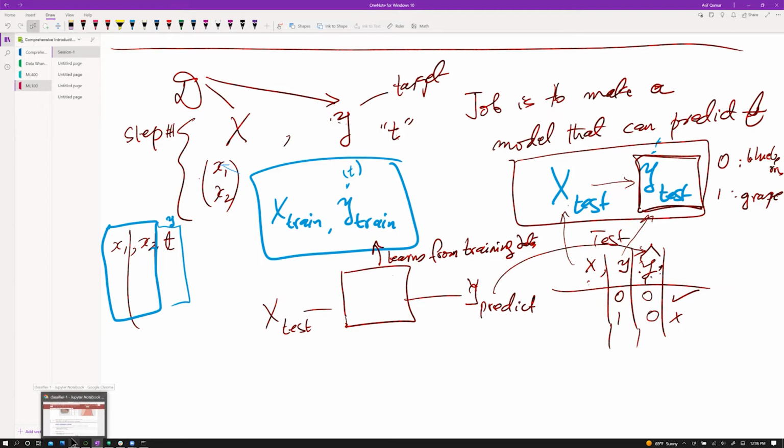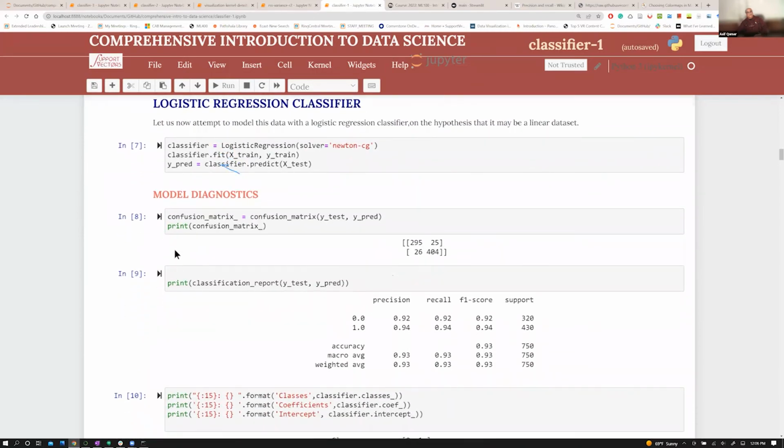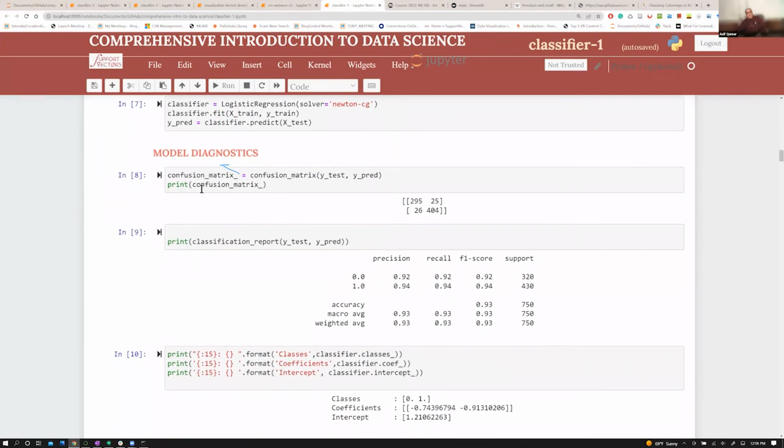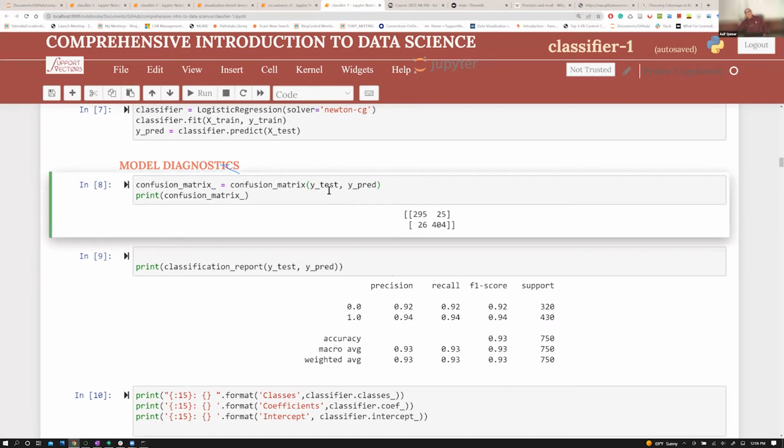Okay, understood. That is why, if you notice in the model diagnostic, element number 8 starts with: the entire confusion matrix is built out of comparing the Y test, which is the ground truth, with the Y prediction, isn't it?